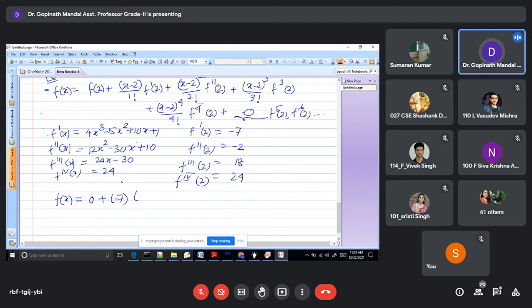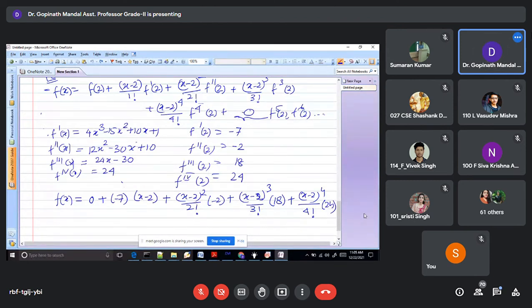So this will now be minus 7 times x minus 2 plus x minus 2 square by factorial 2, f double dash 2 is minus 2, plus x minus 2 cube by factorial 3, this is 18, and x minus 2 to the 4 by factorial 4, this is 24. This is the expansion of f of x at the point x equal to 2 by Taylor's theorem.